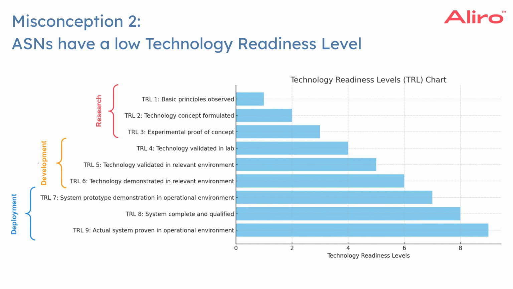TRL 7, System Prototype Demonstration in Operational Environment. The prototype system is demonstrated in an operational environment, meaning it is tested under real-world conditions. The system is near completion, but it may still require some final refinements based on the demonstration's outcomes.